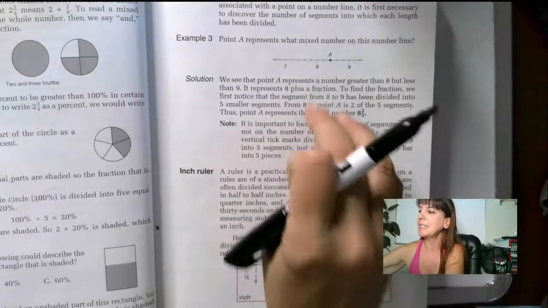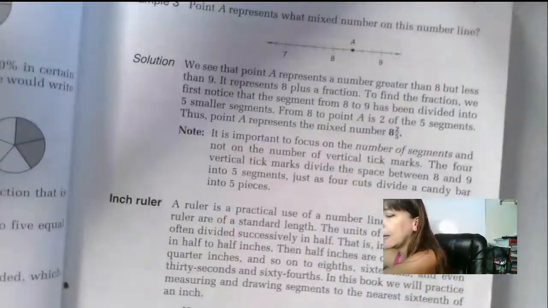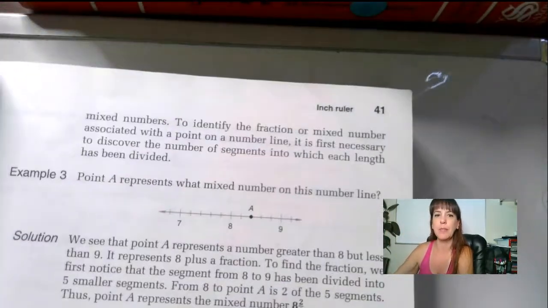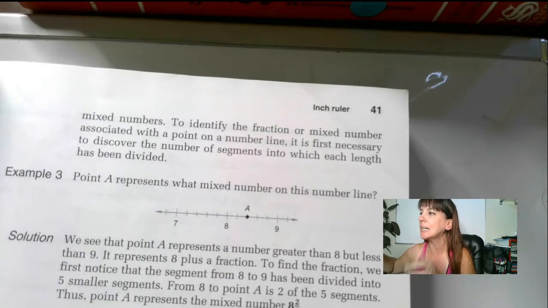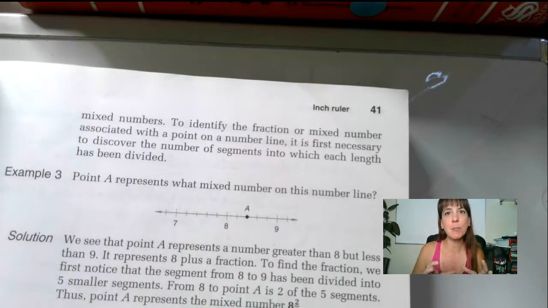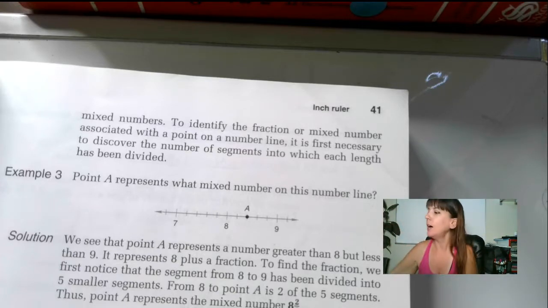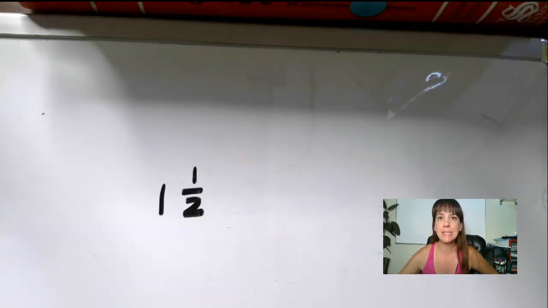so let's take a look at example 3 here. You can see that, I'm glad I got this new camera, you guys, so that I can zoom in here. Oh, there we go. All right, so on this one it's asking us which mixed number. Now remember, a mixed number is a whole number, and the word "and" means addition, and a fraction. An example would be 1 and 1/2. That is a mixed number.